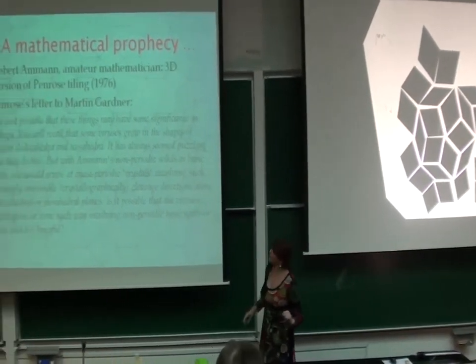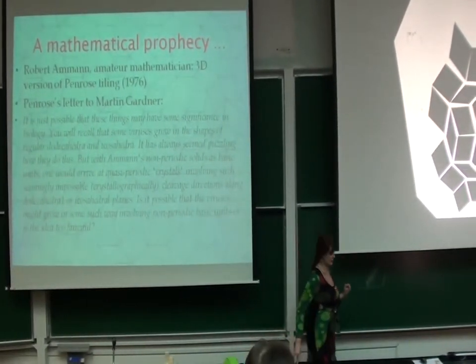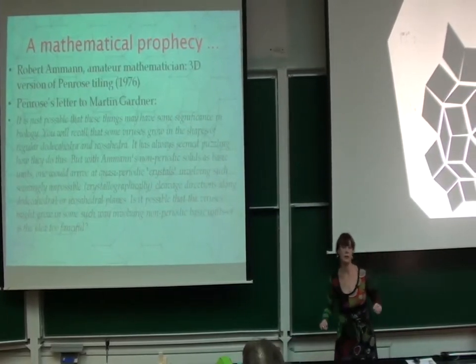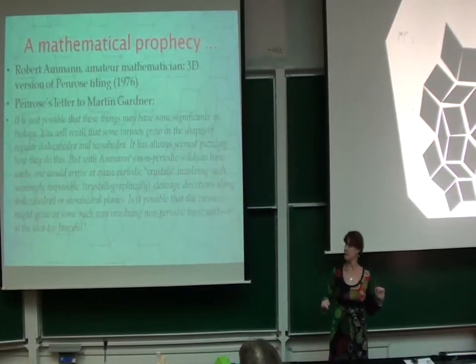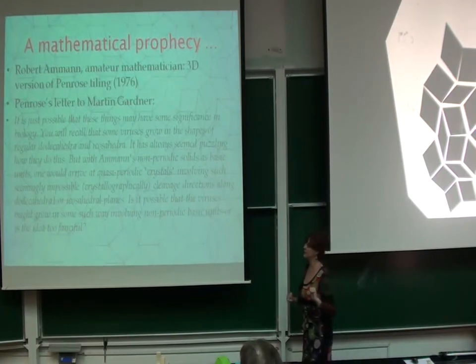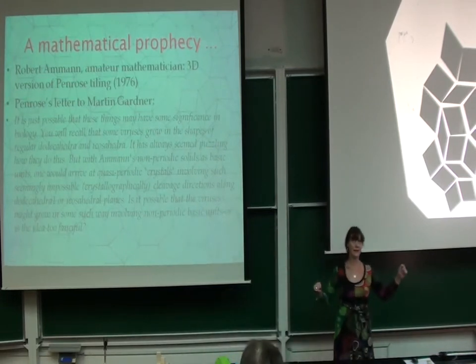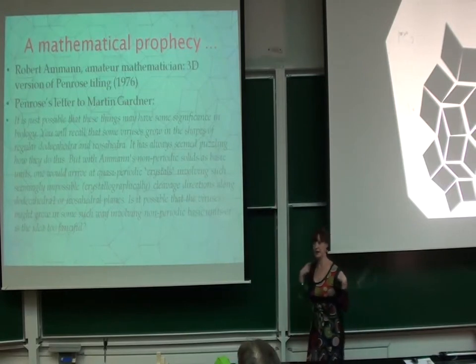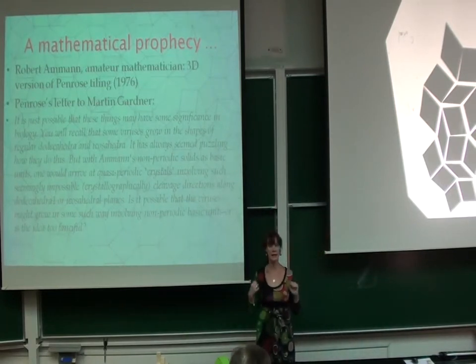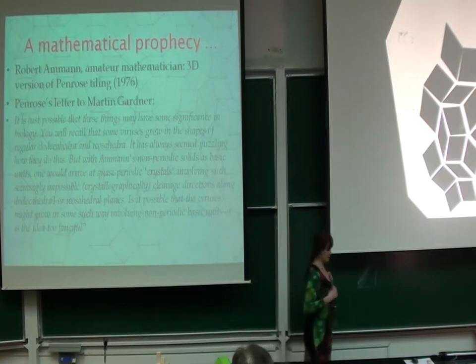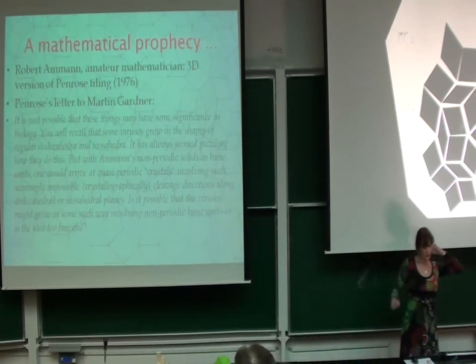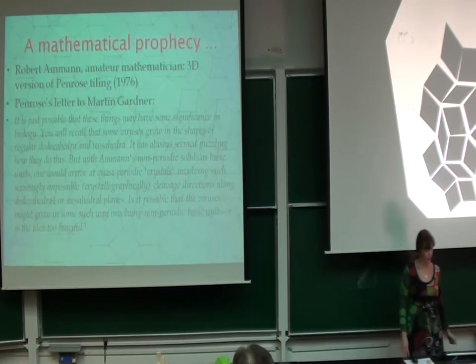Anyway, soon after Penrose's discovery, 2 years later, in fact, Robert Ammann, a hobby mathematician, found the 3D version of the Penrose tiling. And after seeing that, Penrose wrote to probably the most famous popularizer of mathematics, Martin Gardner, in fact the guy who later popularized the Penrose tilings, a very interesting conjecture. I will read it whole: "It is just possible that these things may have some significance in biology. You will recall that some viruses grow in the shapes of regular dodecahedra and icosahedra. It has always seemed puzzling how they do this.